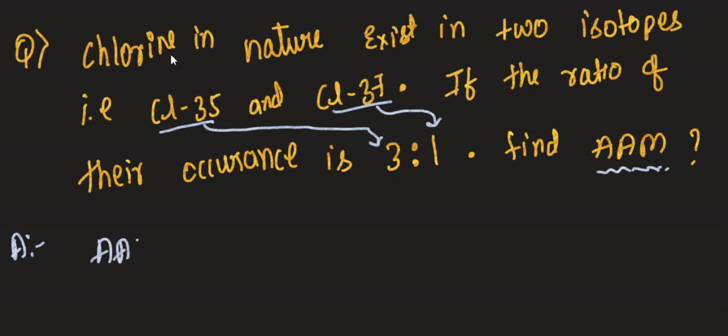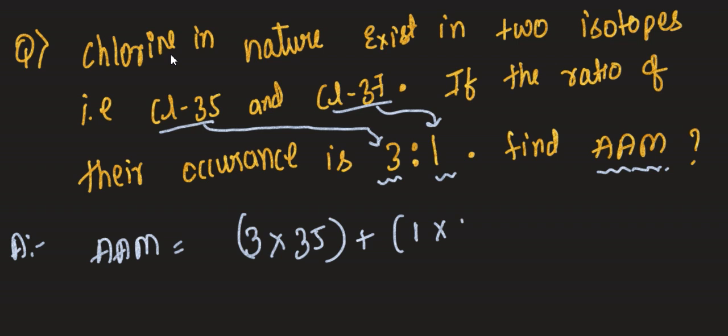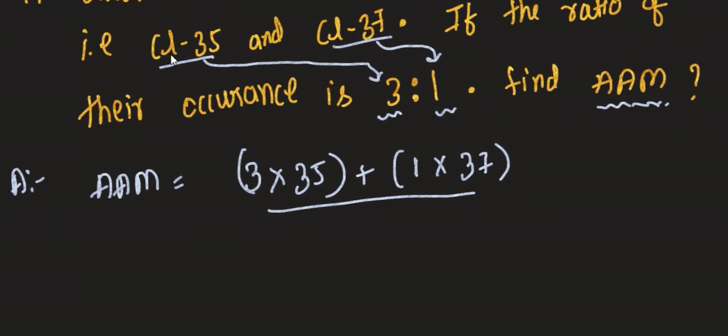Okay, so average atomic mass is equal to, what is the percentage? Now instead of percentage they have provided the ratio value. So what is the ratio? Abundance is 3, its isotopic mass is 35, plus abundance is 1, its isotopic mass is 37, whole divided by, we should not write the 100. What we have to do is take 3 plus 1.